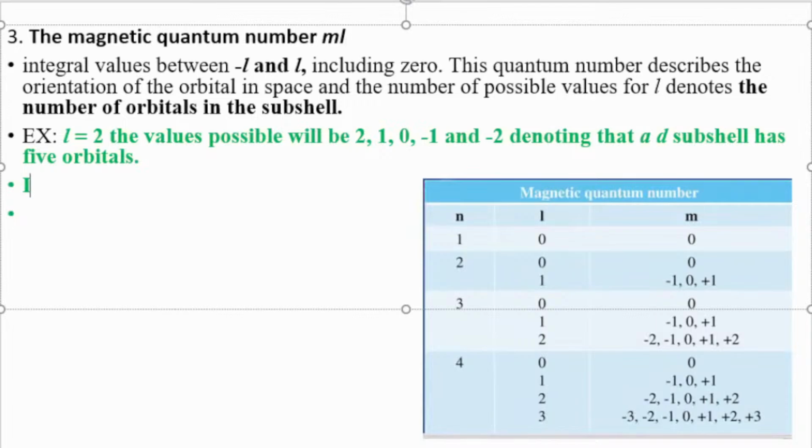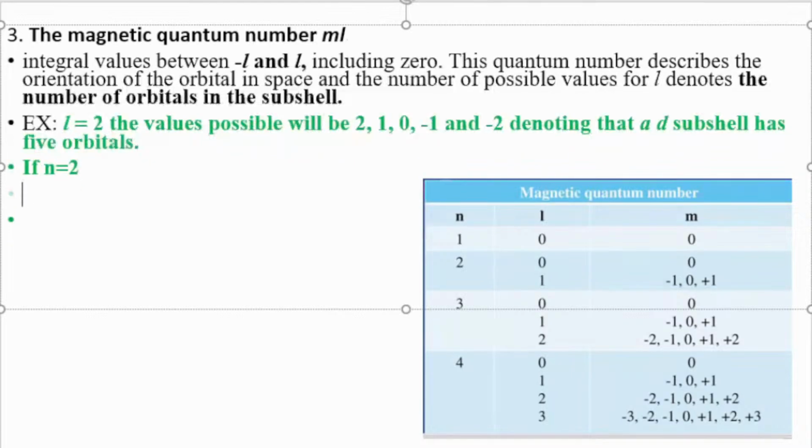If simple N is 2, then we can calculate the simple L. Simple L can be calculated. That means the azimuthal quantum number will be calculated by N minus 1. That is 2 minus 1. Then we can get it as 1.